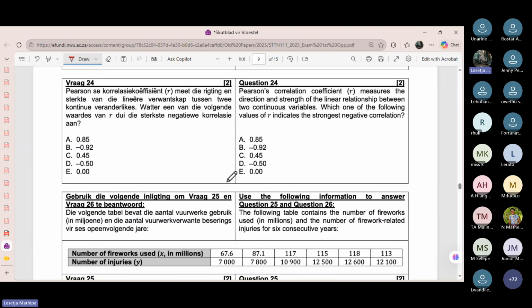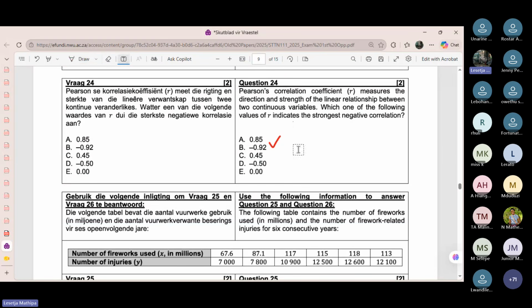There's a Pearson correlation coefficient. We know that it measures the relationship between X and Y. It measures the direction and strength of the linear relationship between the two continuous variables. So which one of the following values of R indicates the strongest negative correlation? This one is just 2 marks. So what will be the answer? B. Letter B. Yeah. Minus 0.92, the strongest negative correlation.